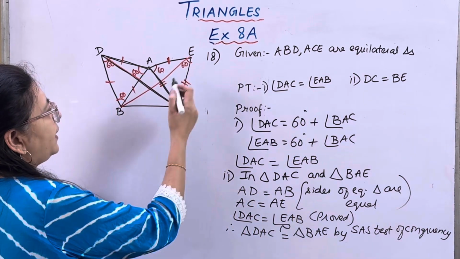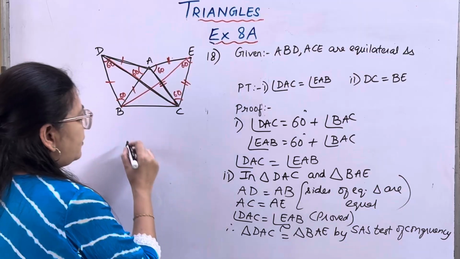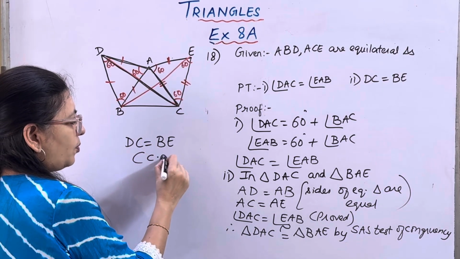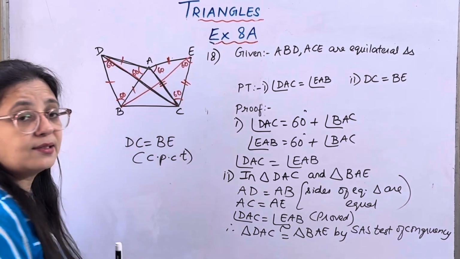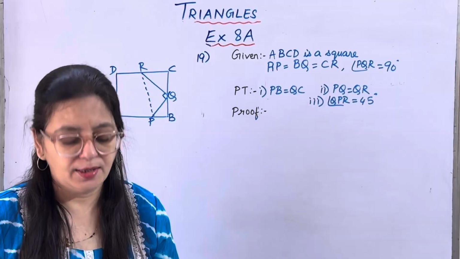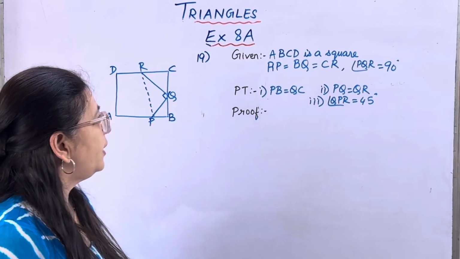What about DC and BE? DC is equal to BE. What is the reason? Corresponding parts of congruent triangles are equal. Okay, come on, let's go to the next question, children. Yes kids, let's do question number 19.